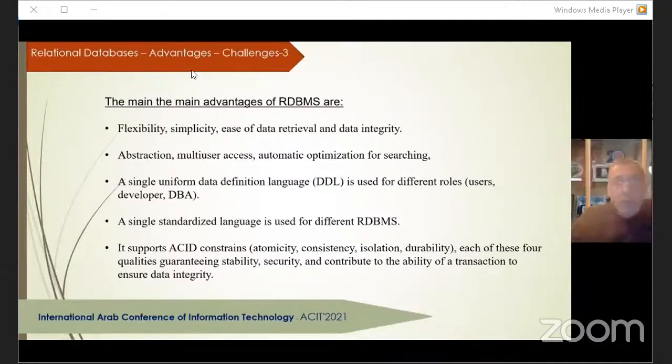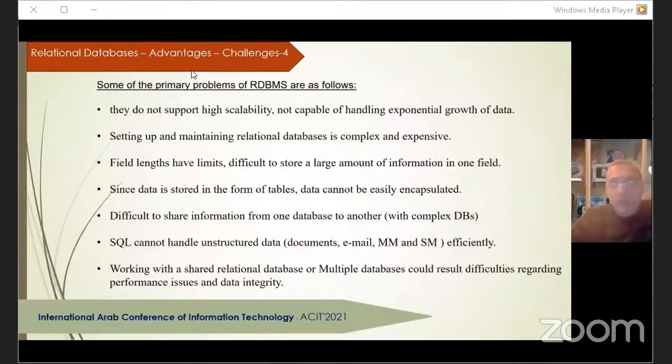In the meanwhile, there are some challenges and disadvantages with relational database management systems, which could be stated as follows. They do not support high scalability and are not capable of handling exponential growth of data. Setting up and maintaining relational databases is complex and expensive, even money-wise. There is some difficulty regarding storing large amounts of information in fixed-length fields. Also, data cannot be easily encapsulated. It's difficult to share information from one database to another, especially with complex databases.